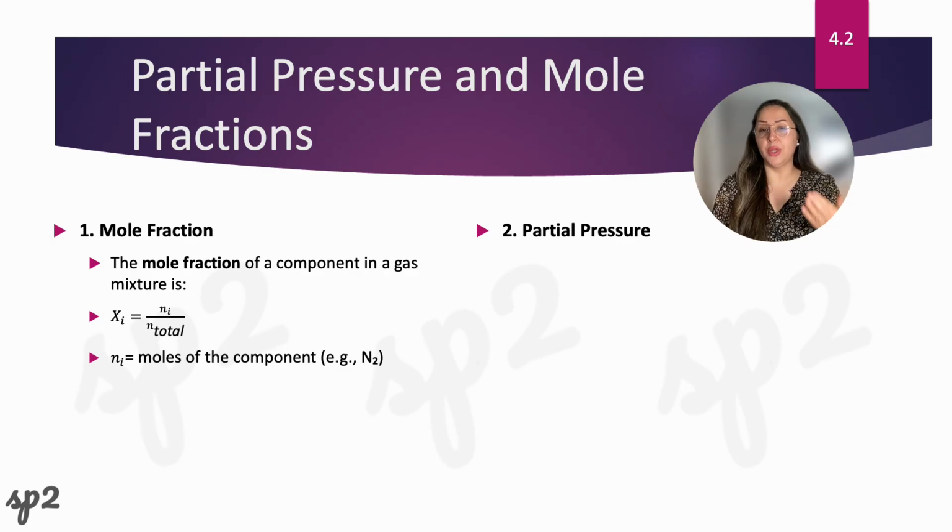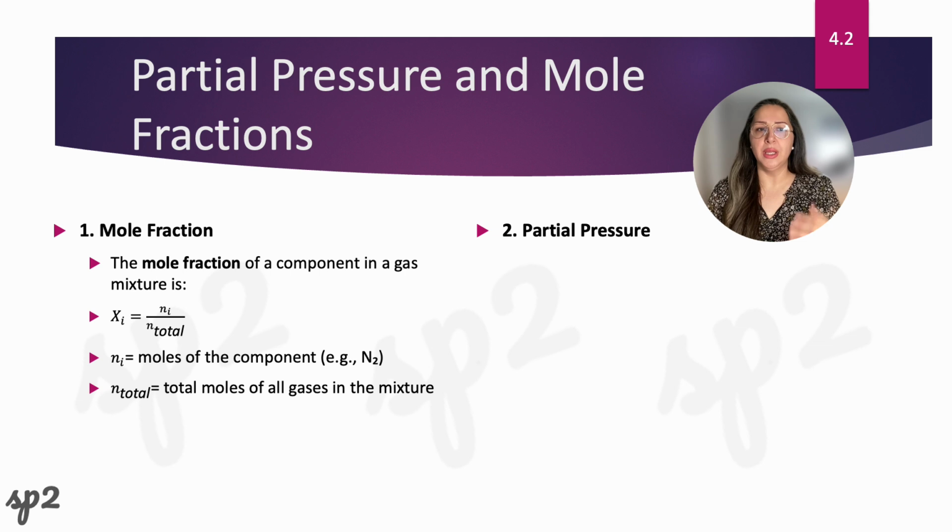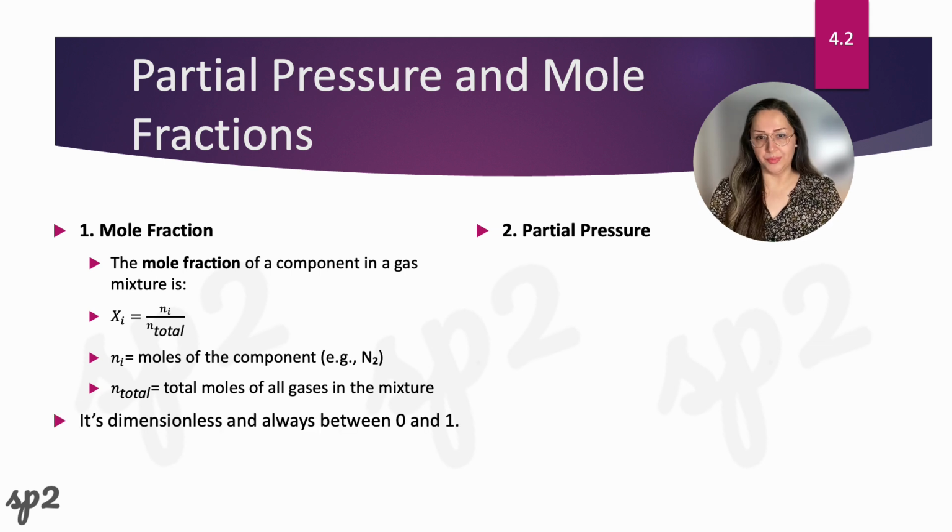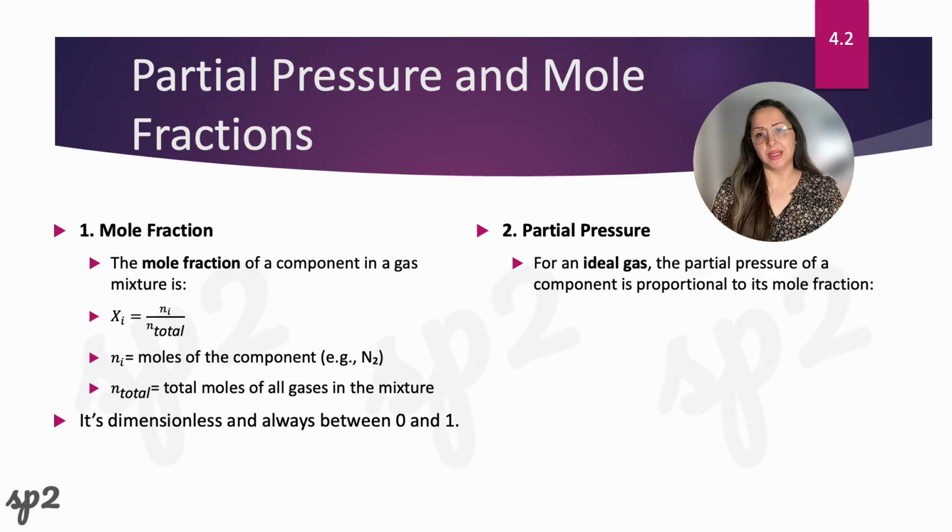For example, if you have nitrogen gas in the air, the number of moles of N is going to be the Ni. Then you divide that by the total moles of gases that we have in our mixture, and that would give us the mole fraction. Now, this is always dimensionless. We don't have any unit for that because it's moles over moles. In terms of the value, it should be between 0 and 1. It's not going to be a negative value, because it's all about the moles of the gases.